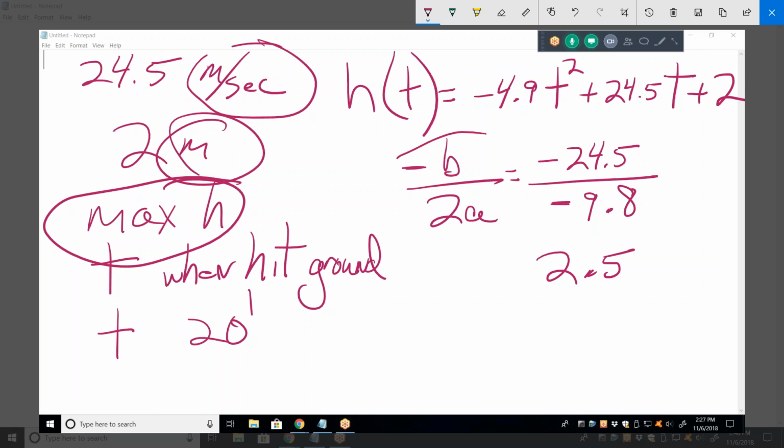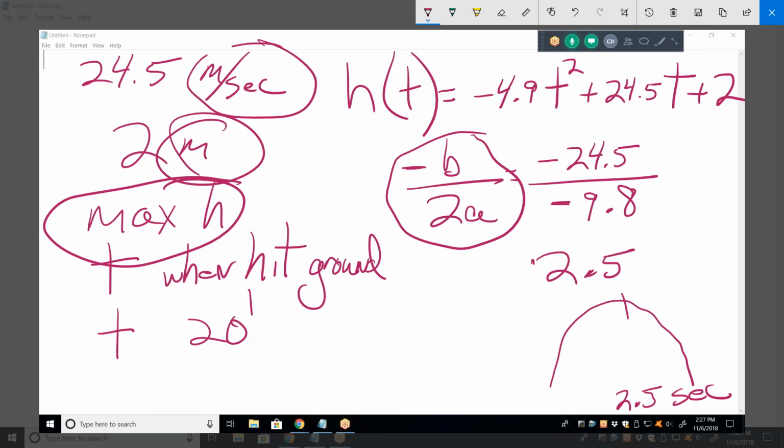Now, remember that minus b over 2a solves for t. It solves for the horizontal value of the vertex. It does not solve for the vertical value. In other words, we're looking at a parabola that's going to go like this. What they're telling you is that occurs at 2.5 seconds. The question is, what is that? That's the height, right? So how do I get the height?